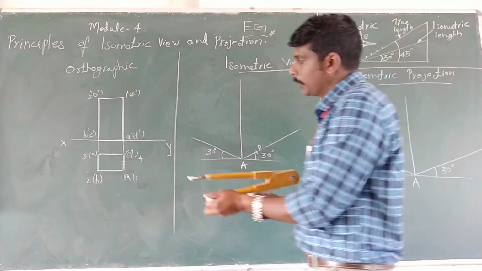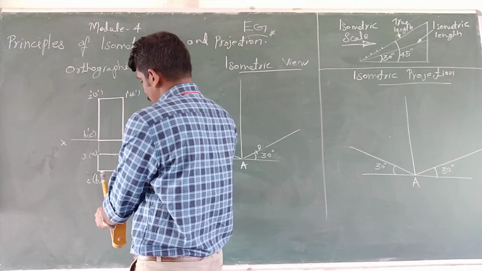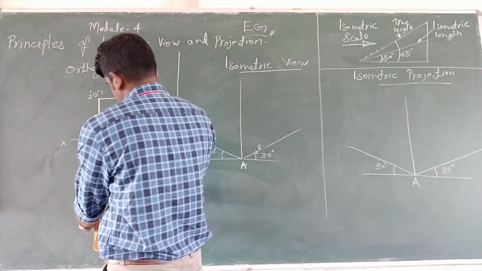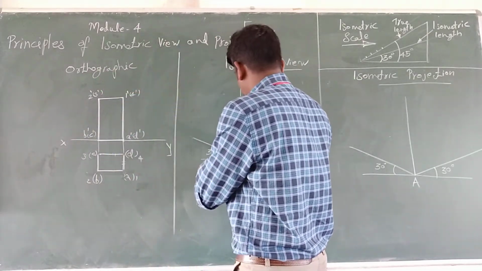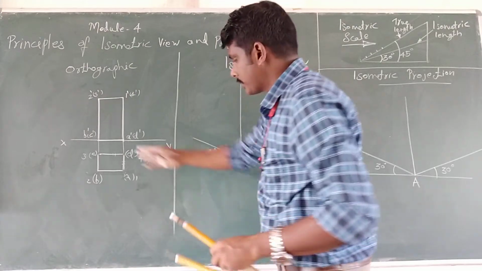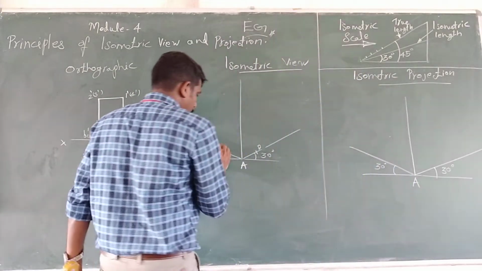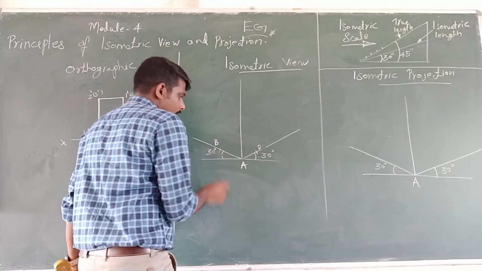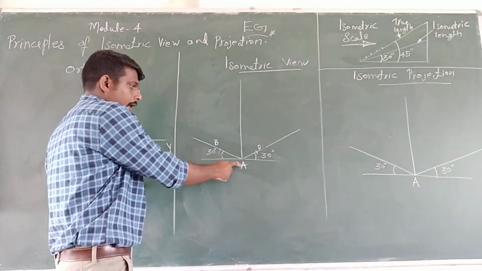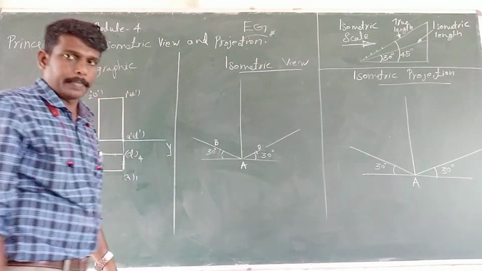Okay. Then A to B. Take the line A to B. So this comes here because it is the left side. So B. So I got 3 points A, B, and D.